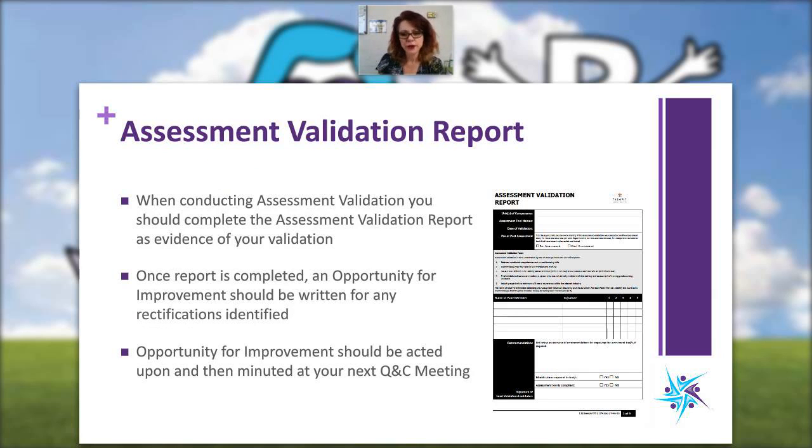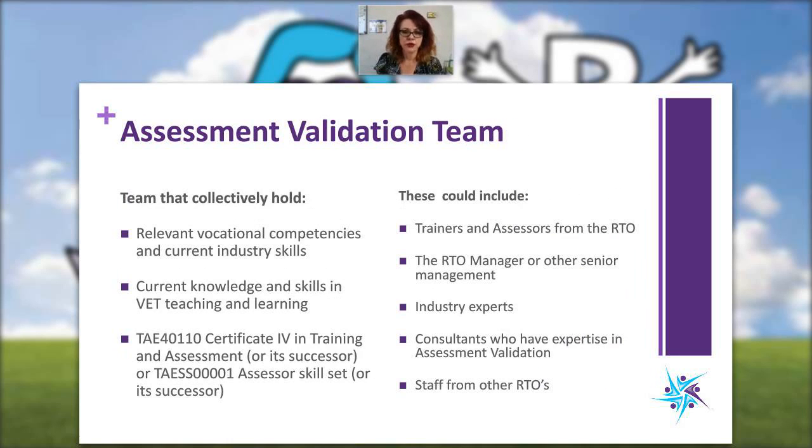You should complete an assessment validation report following completion of the assessment validation. Once the report is completed, if there are any opportunities for improvement identified, they should be written in there as recommendations. Then you should include that in the minutes of your Q&C meeting, complete it in the opportunities for improvement register, act upon it, and improve your tools.